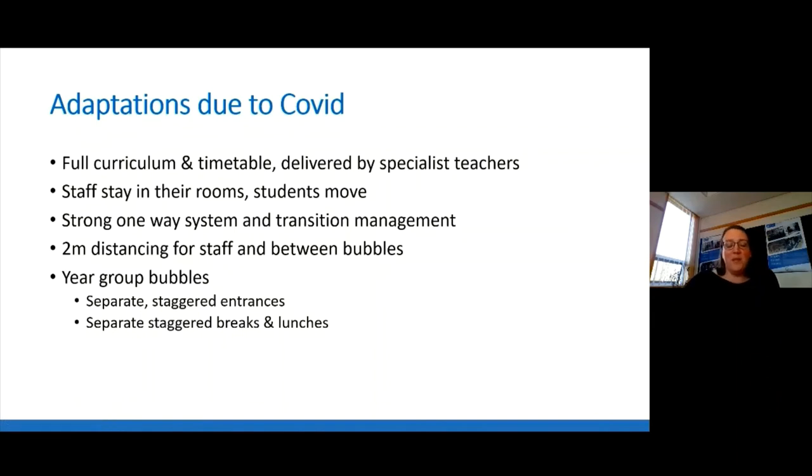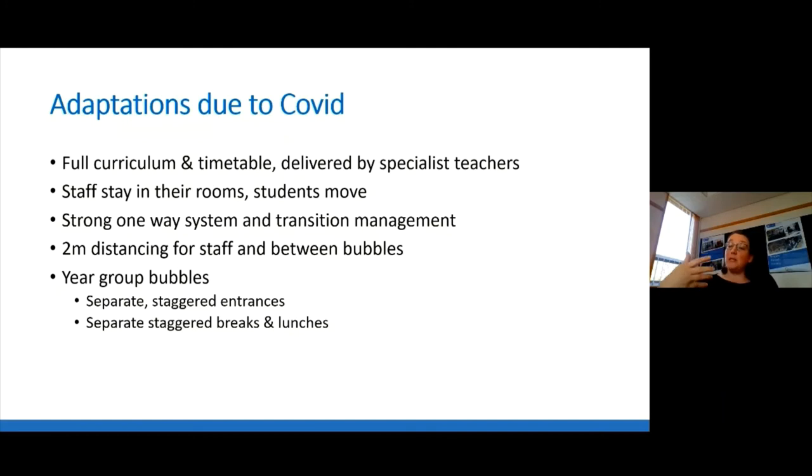Thank you, Ella May. I thought it would be interesting for you to have some understanding of some of the adaptations that have taken place here as a result of COVID. We have a full curriculum and full timetable that is delivered by specialist teachers. And in order to do that, the staff stay in their classrooms and the students move around the building. That means we have within the school a very strong one-way system. Every corridor in the school is part of a one-way system, and we have very strong lesson transition management.